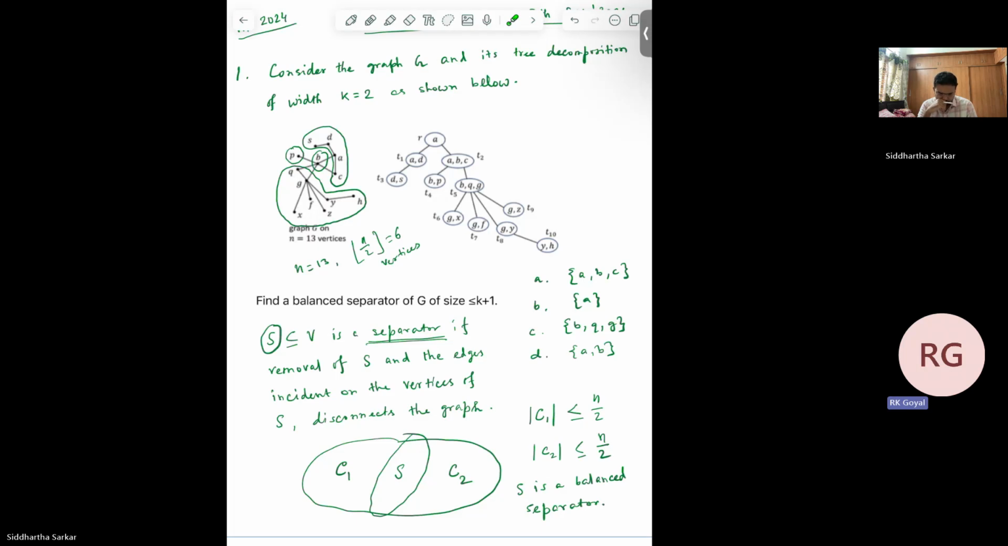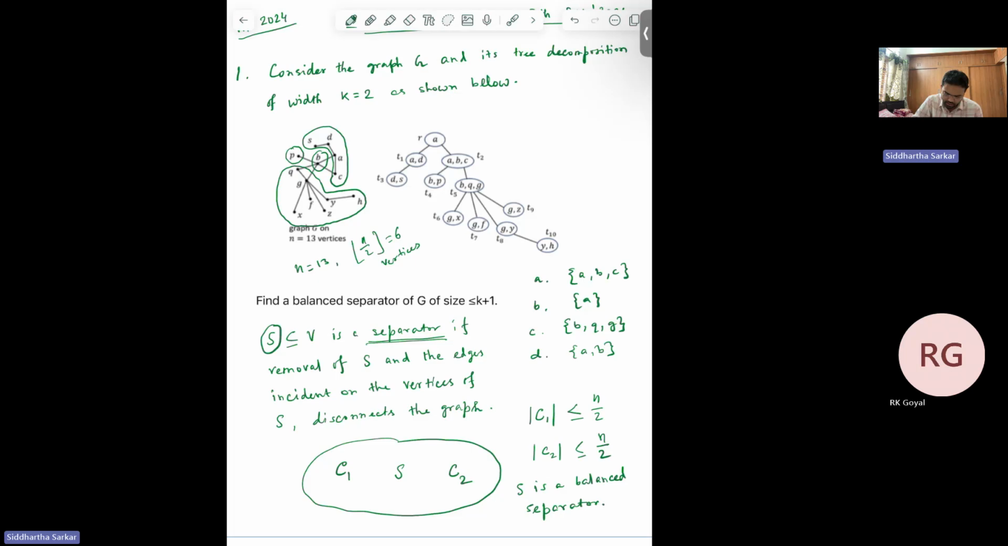Yes. And can we have more than two components? Yes, yes. We can have as many components. That's not a problem. So this is for the purpose of simplicity. I should maybe draw some more components. So it may happen that removal of S gives rise to multiple components.